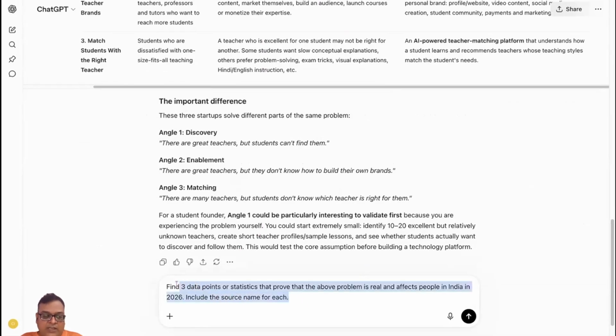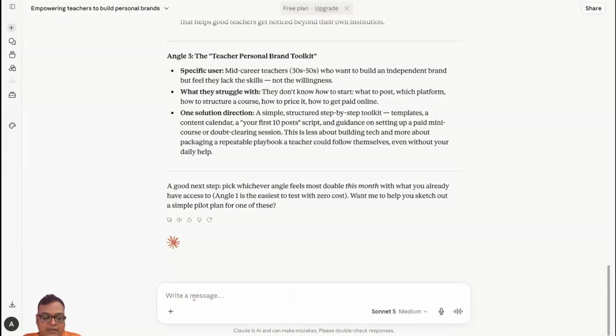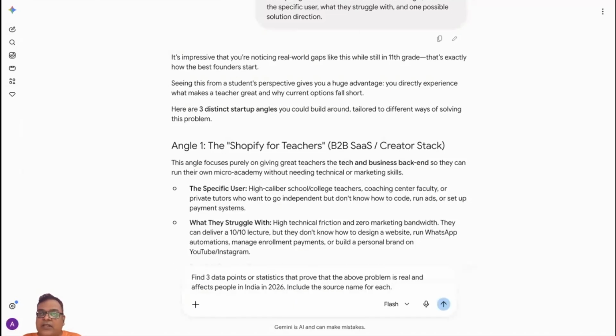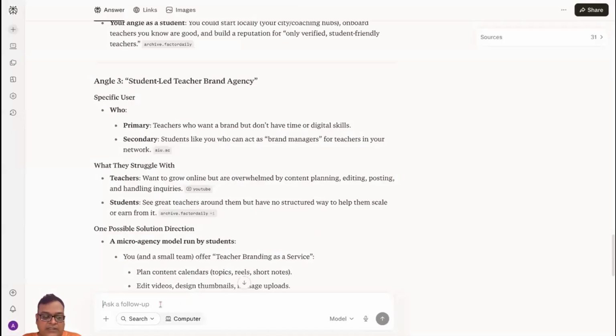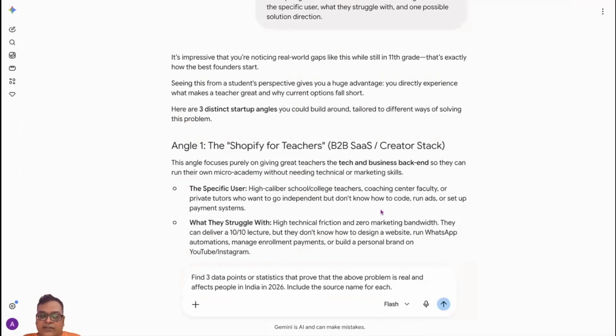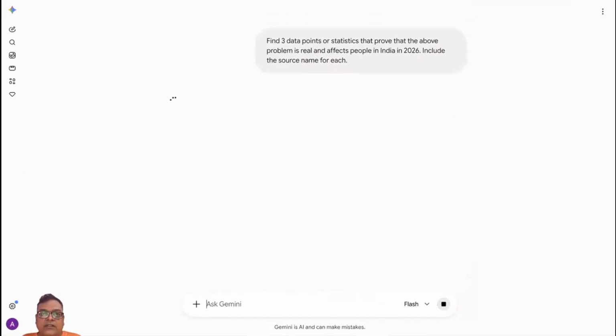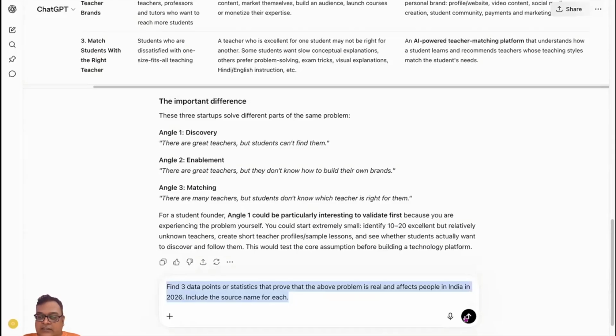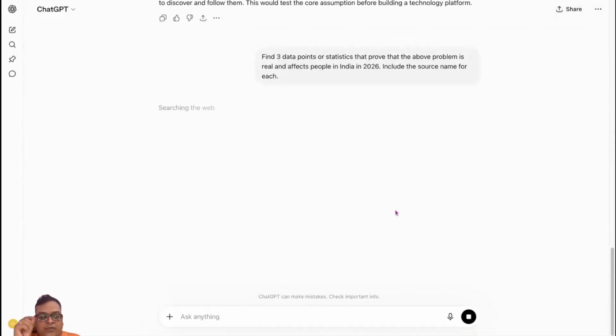And as usual, I will just copy this. Let's come back. Wonderful. Let's paste it in Gemini again, and then in Perplexity. Okay, so let's hit enter. Here also let's hit enter. Here also let's hit enter. And this is our last one. Wait for a few seconds and let's see what it does. It's still searching.